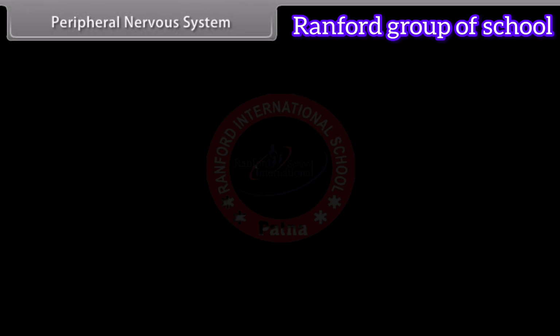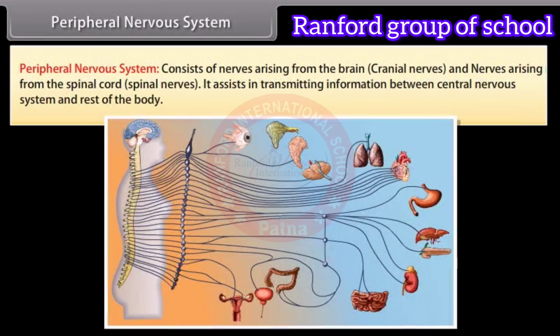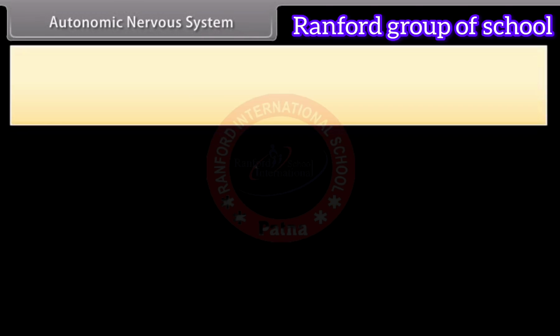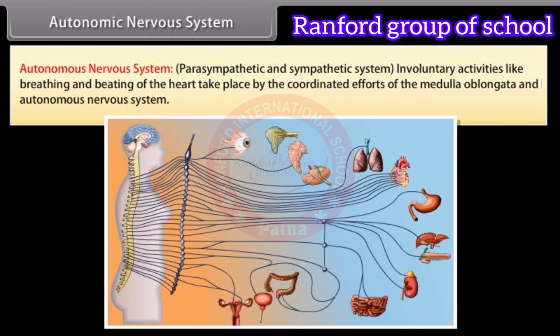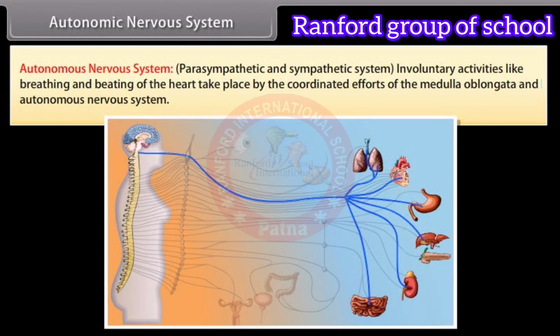Peripheral nervous system. Peripheral nervous system consists of nerves arising from the brain, cranial nerves, and nerves arising from the spinal cord, spinal nerves. It assists in transmitting information between central nervous system and the rest of the body. Autonomic nervous system, or autonomous nervous system: parasympathetic and sympathetic system. Involuntary activities like breathing and beating of heart take place by the coordinated efforts of the medulla oblongata and autonomous nervous system.